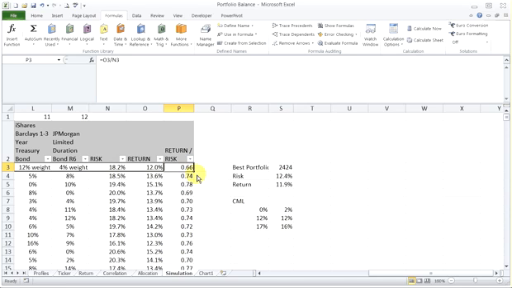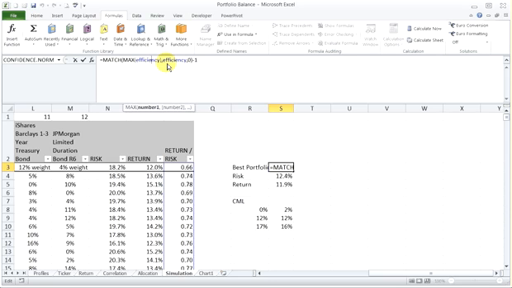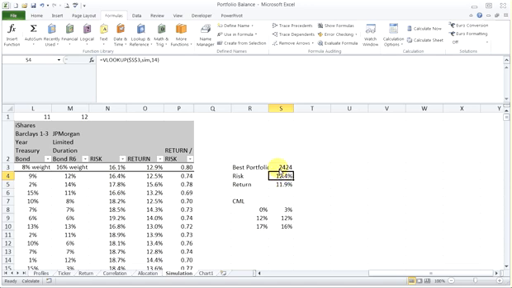So to find the best portfolio, number one, you want to know what the maximum efficiency number is, and then you want to match that number inside this array, the same efficiency array we're working with, and then subtract 1 because of the header row there. And once you do that, the best portfolio will show up as the ID number for the portfolio back on the left.